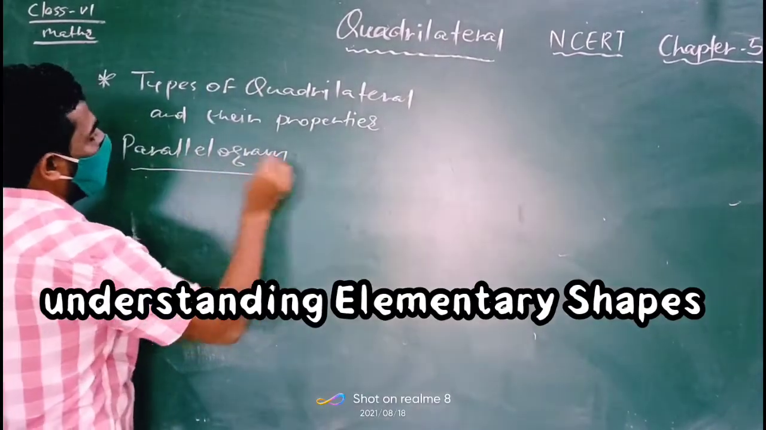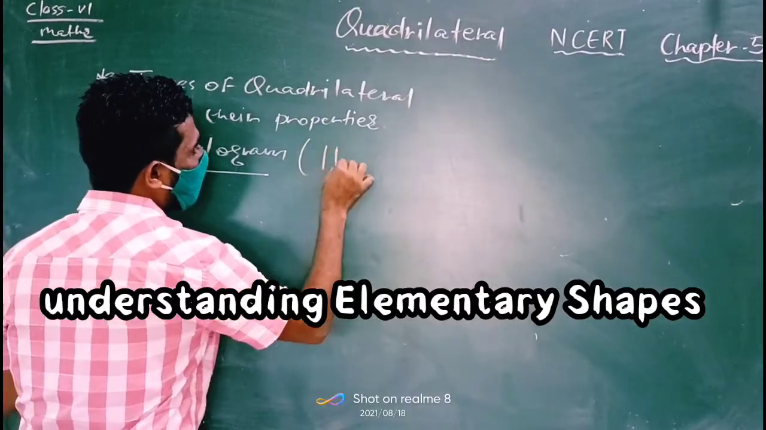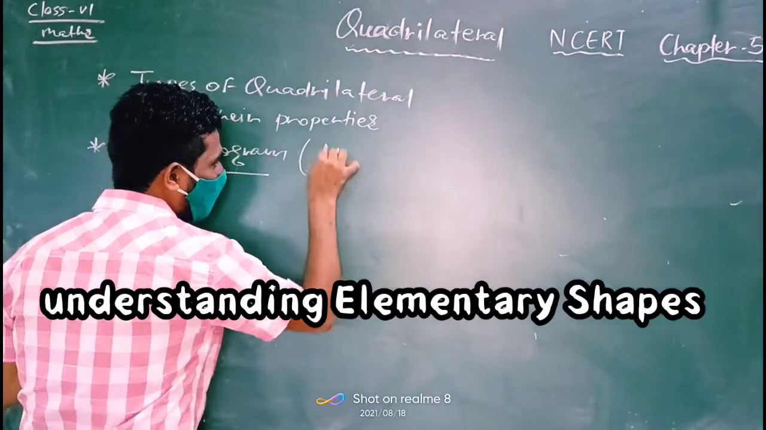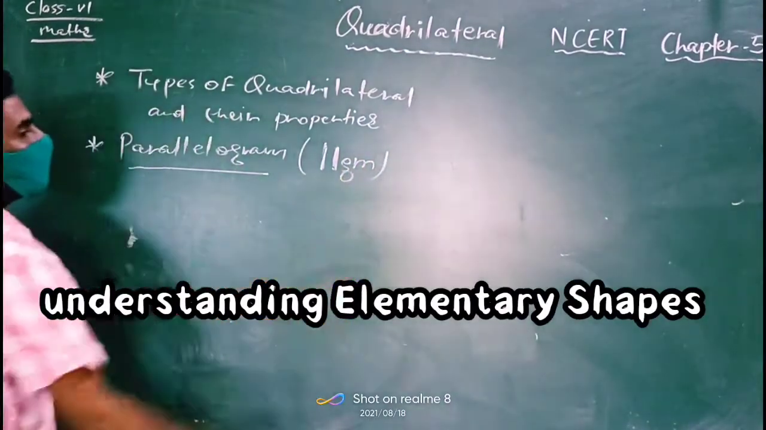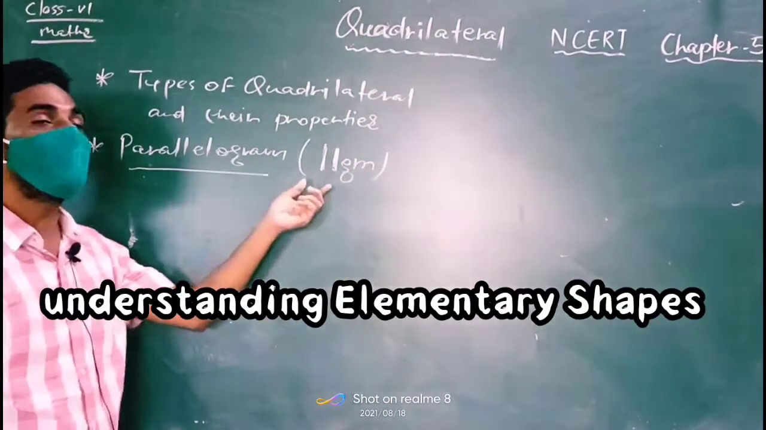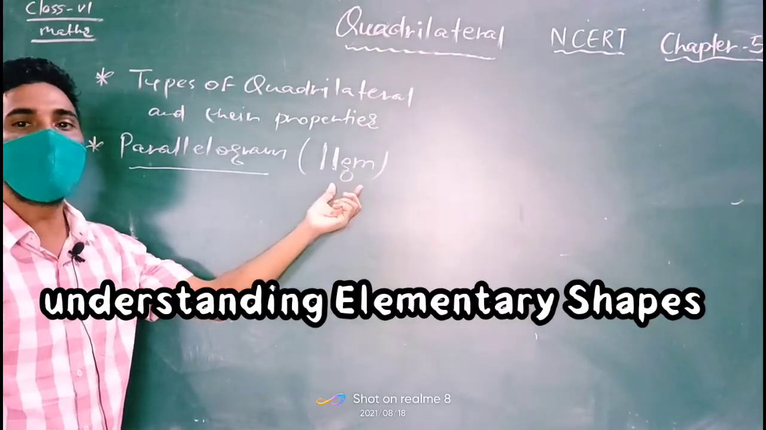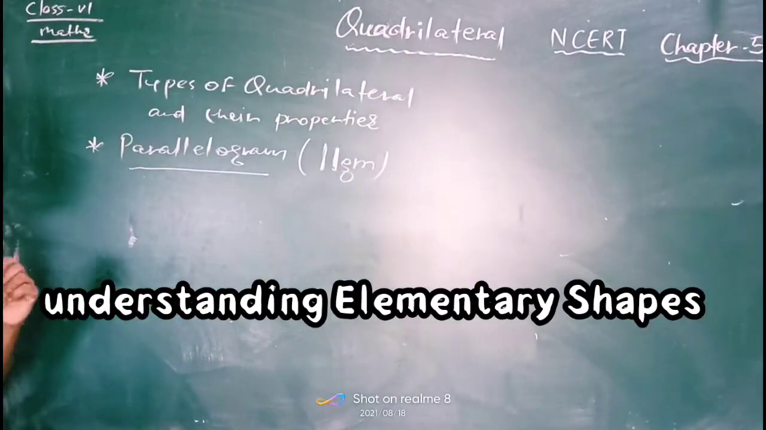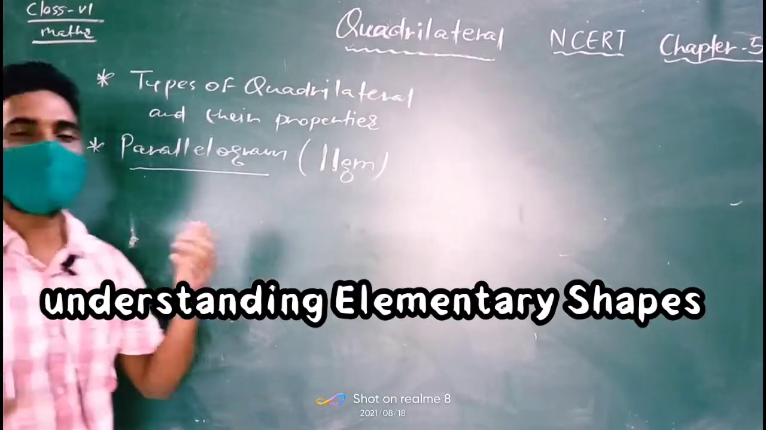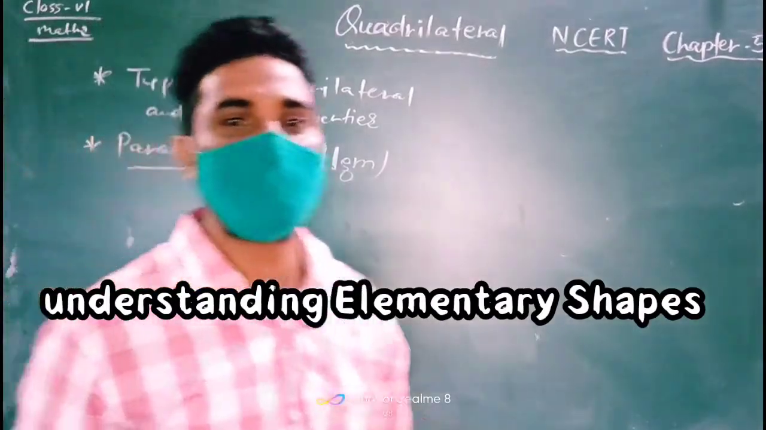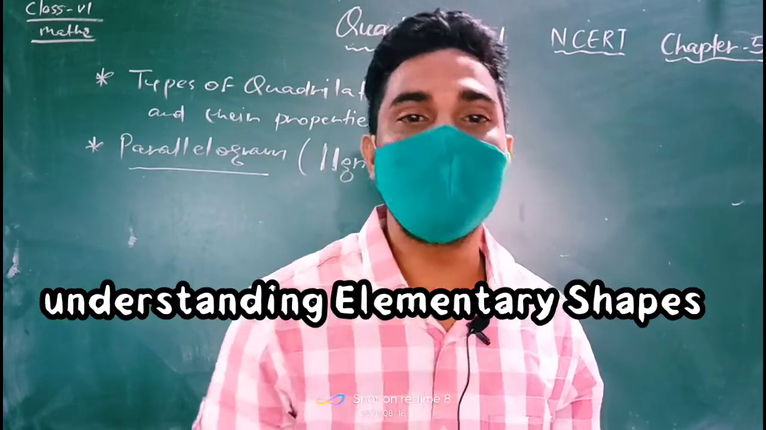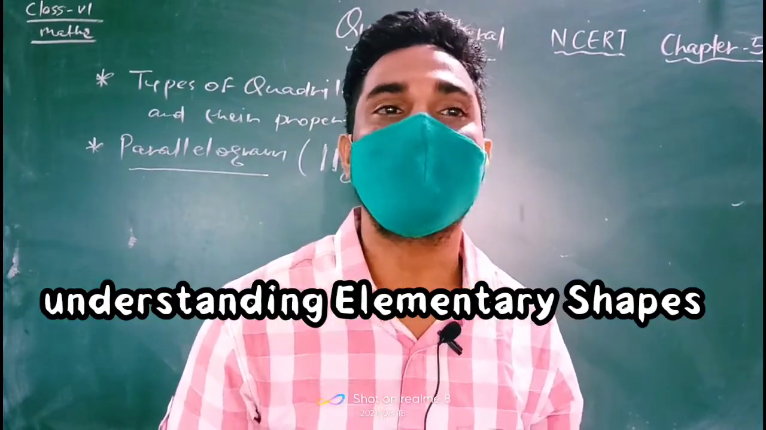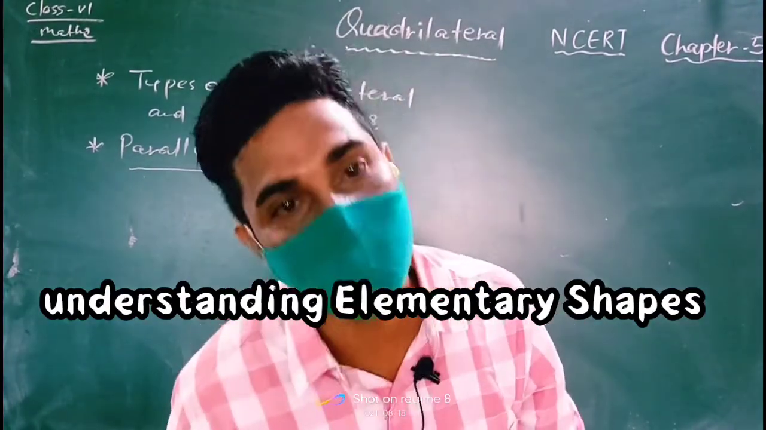But before that, the parallelogram can be written in short form with this symbol for parallel lines, and it is also called a parallelogram. So what is a parallelogram? You must know this is a type of quadrilateral. So obviously a parallelogram is a quadrilateral. It has 4 sides, but there is a special property, so it is not called simply a quadrilateral. It is called a parallelogram.